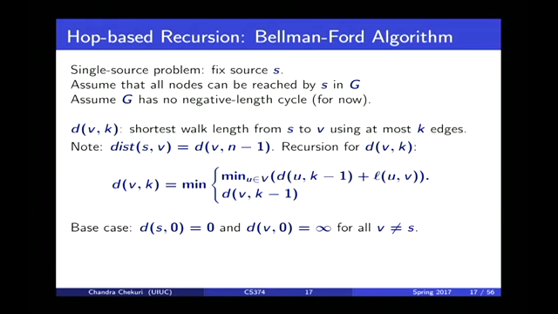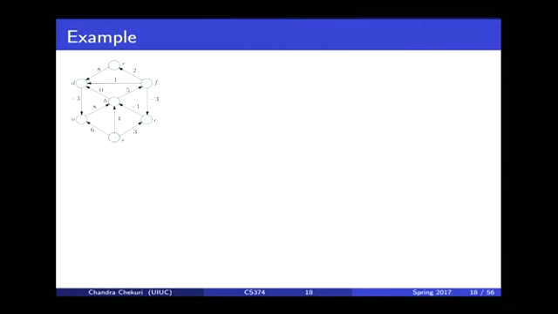So let's take the base case. What is the base case? Well, d_S(0) is 0, because I don't need to use any edges to go from S to itself. d_v(0) is what? Infinity. There is no way to go from any vertex other than the source using 0 edges, so by definition we'll call it infinity. Okay? So let me run an example.